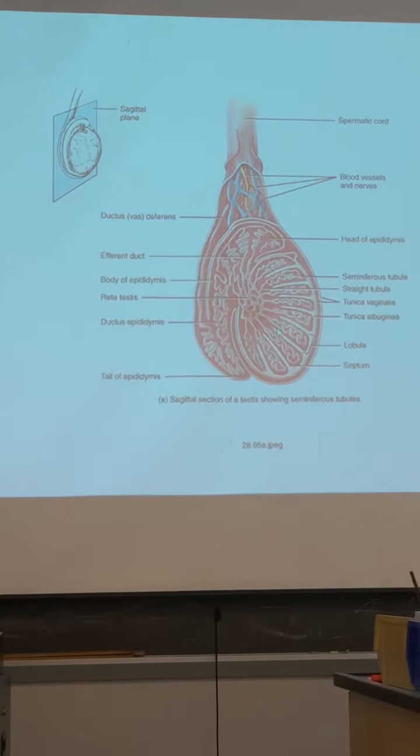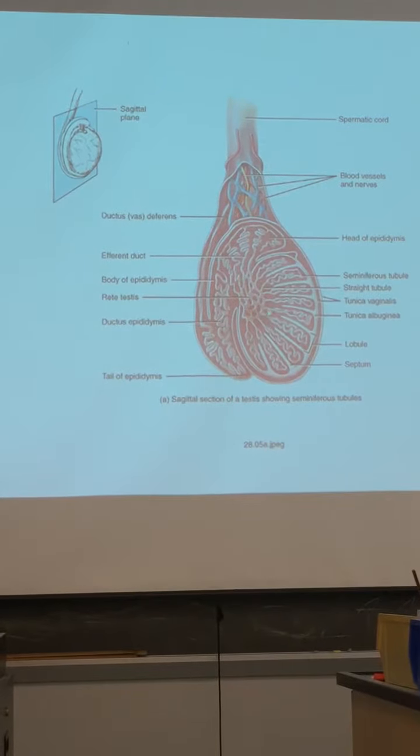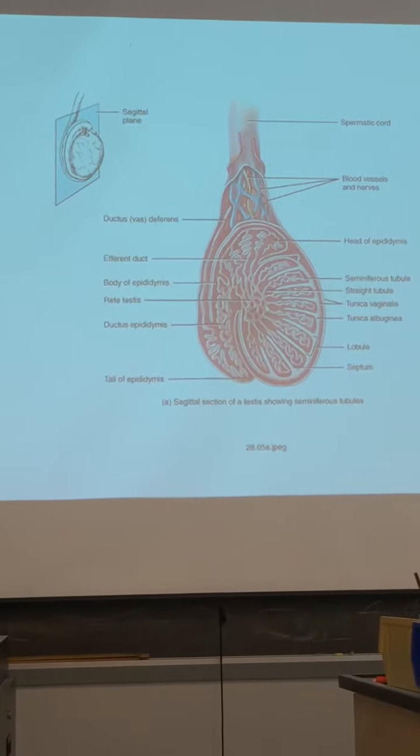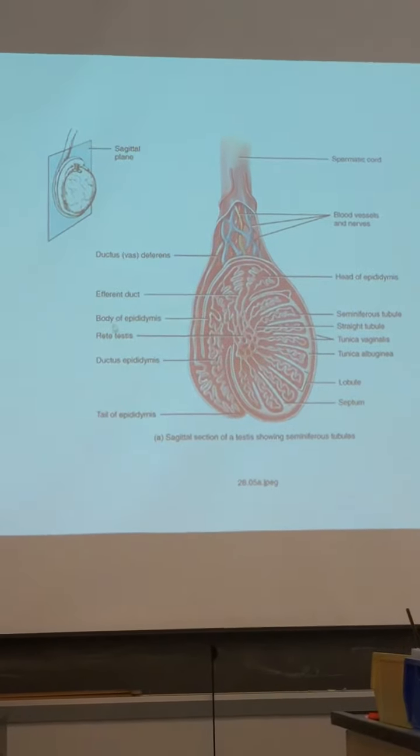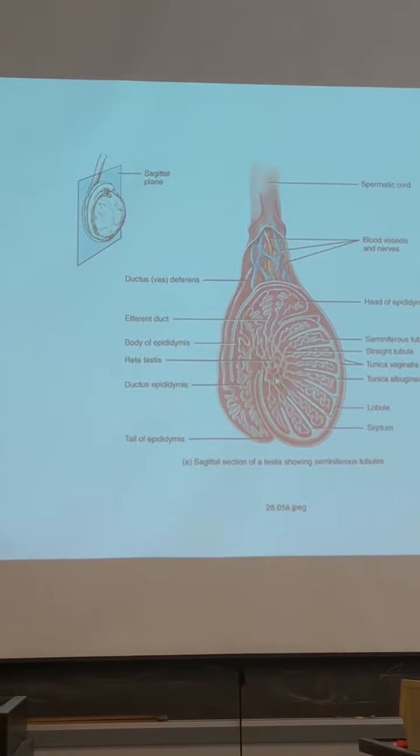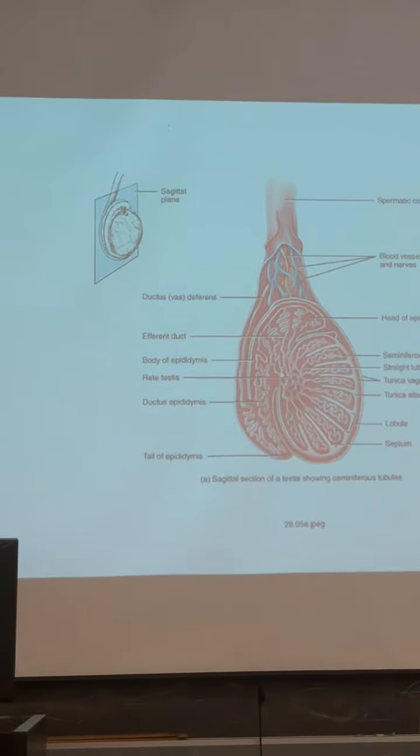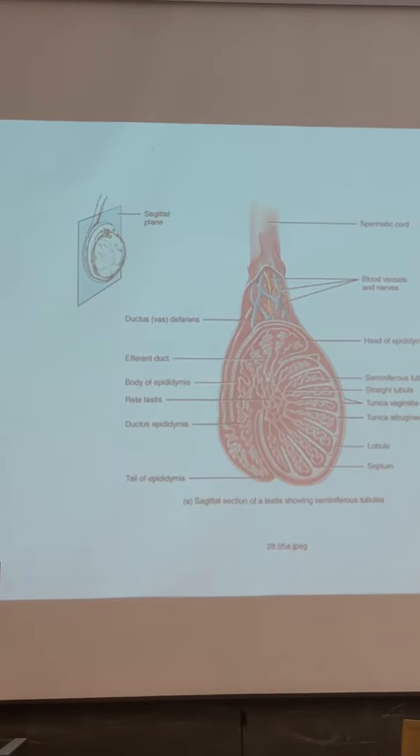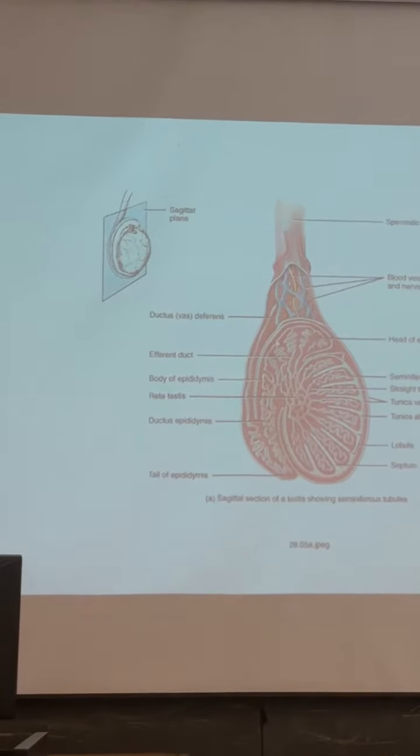These then pass towards the middle of the testis and join together in a complex network called the rete testis, which then drains through multiple ducts out of the testis and into this structure known as the epididymis.